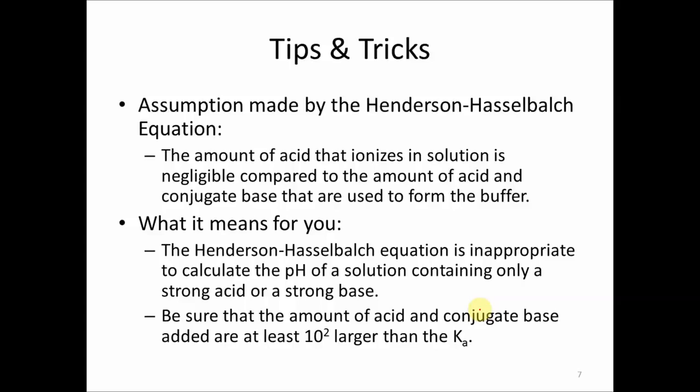So what does this mean for you? This means that the Henderson-Hasselbalch equation is inappropriate to calculate the pH of a solution containing only a strong acid or strong base. For that, you would use that the pH is equal to the negative log of the concentration of H+ in solution. So you need to be sure that the amount of acid and conjugate base that are added are at least about 100 times larger than the Ka. So in our case, the Ka was 6.3 times 10 to the minus 5. So that means that you would want to add at least about 10 to the minus 3 moles of the conjugate acid-base pair in order for the assumption made by the Henderson-Hasselbalch equation to not be violated.